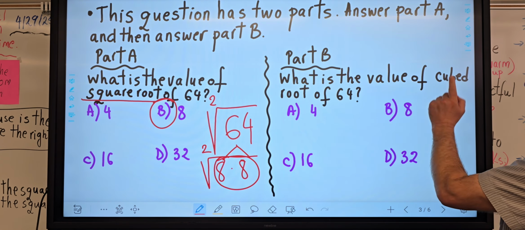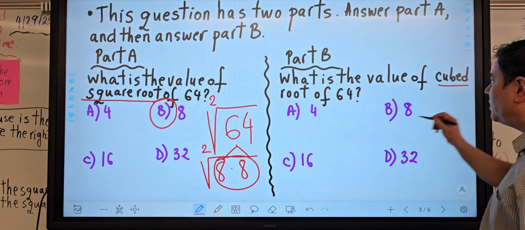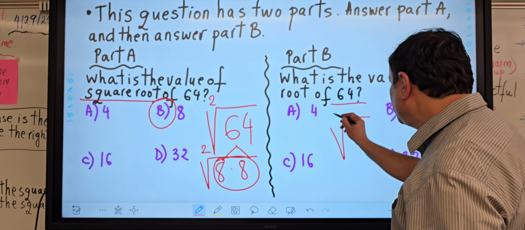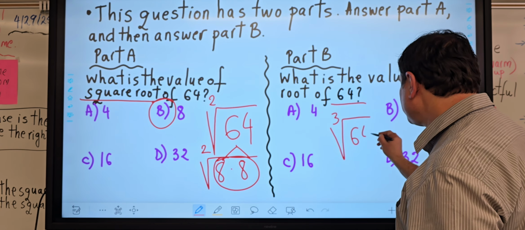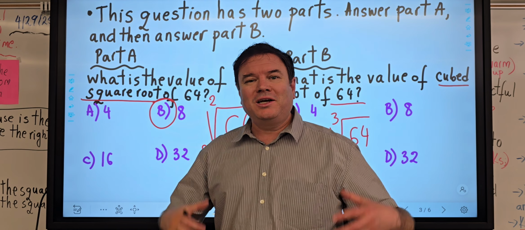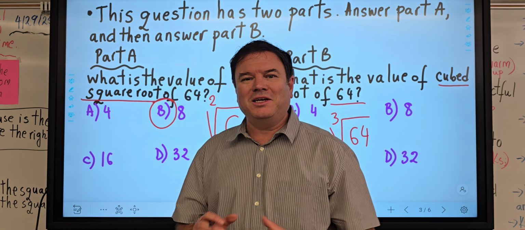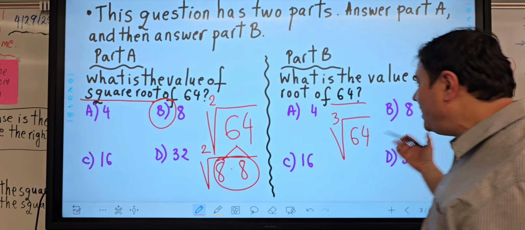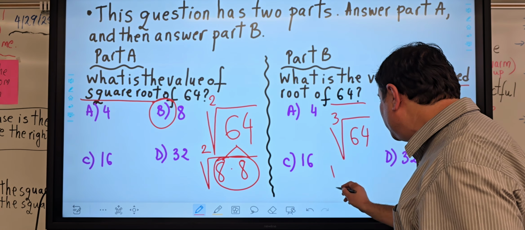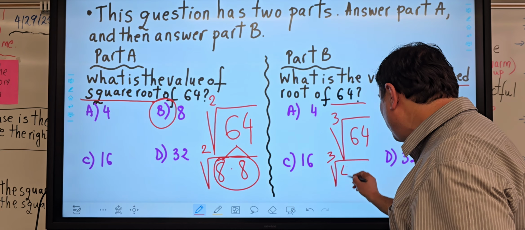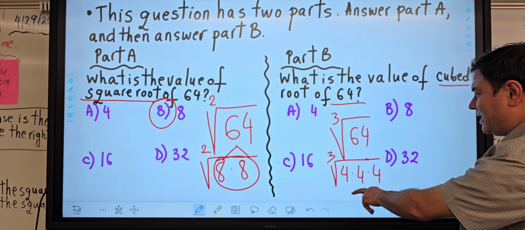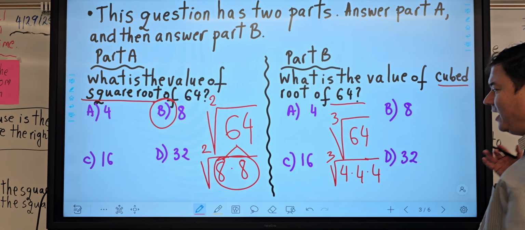Now the question is, what is the value of the cube root of 64? So in this case we have the cube root of 64. So now we need to break down 64 into 3 numbers that multiply together would give us 64. And the answer is A, right? Because the cube root of 64 is the same thing as the cube root of 4 times 4 times 4. Because 4 times 4 is 16, and 16 times 4 is 64.